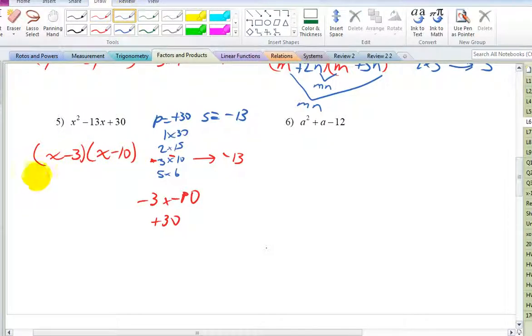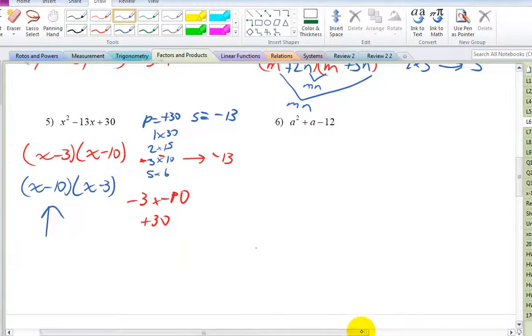How many people wrote it this way? X minus 10 times x minus 3. How many people did it the method in blue? Anyone? Oh. Is the blue wrong? No. Not at all. Okay. Which in the brackets must be the same though. Okay. Okay, number 6 is going to get harder now.